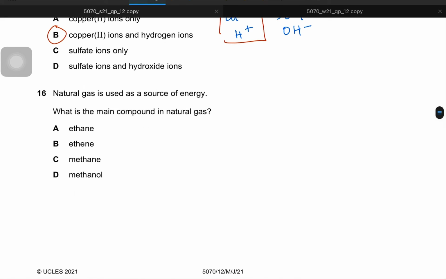Natural gas is used as a source of energy. What is the main compound in natural gas? Now that is general knowledge. That is obviously methane.